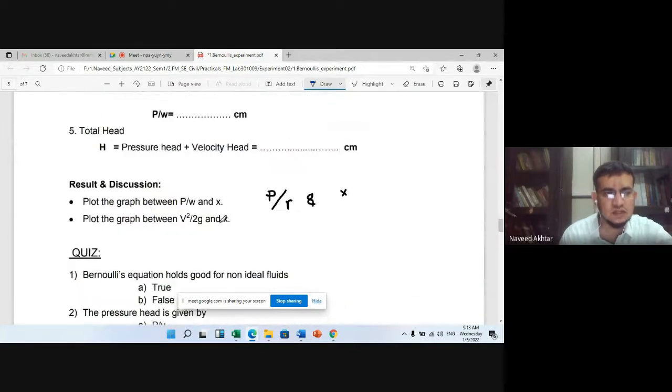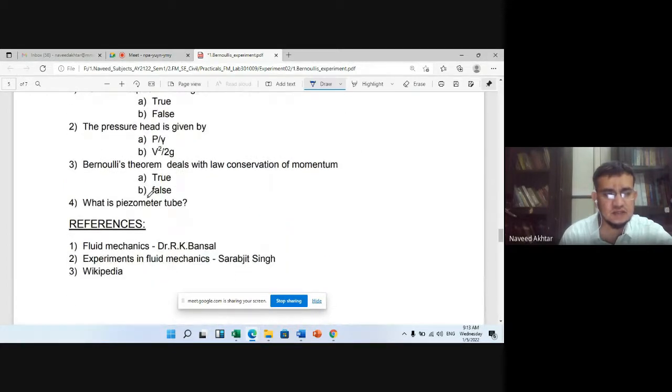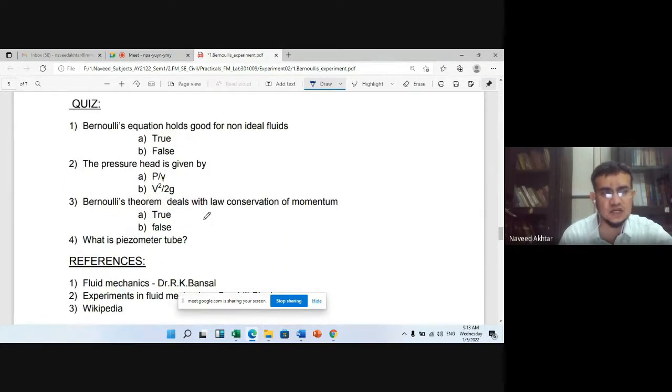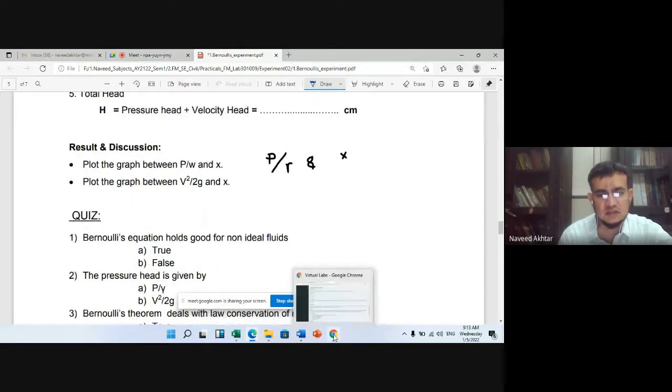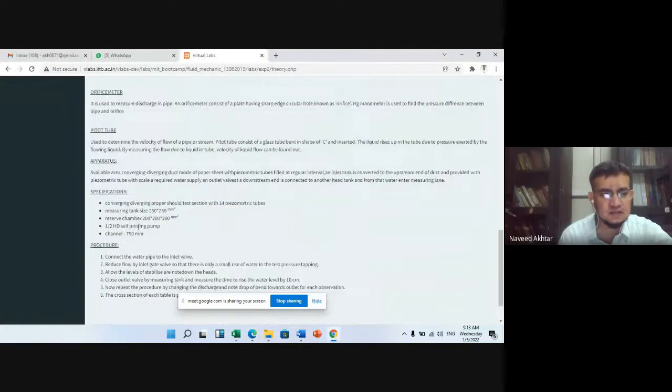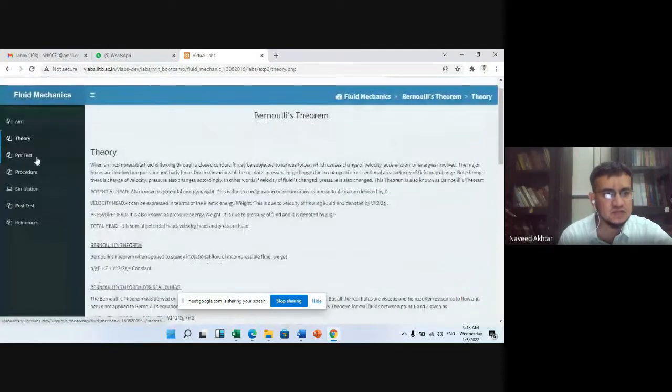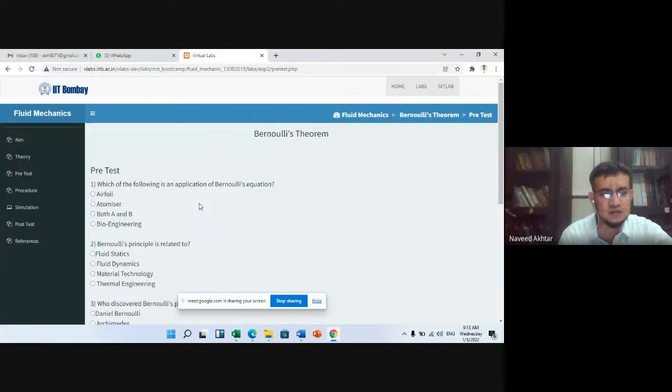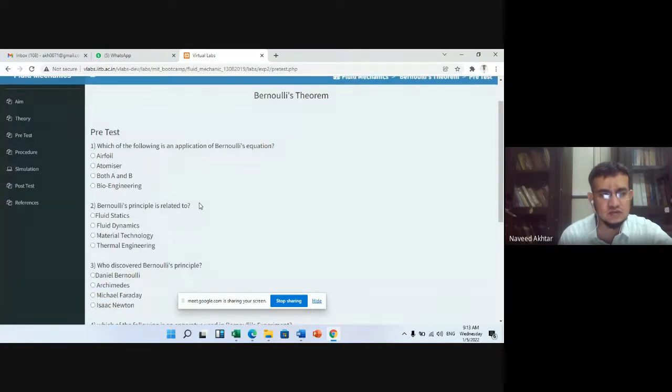So after that, there is a result. You can calculate this in your photograph. And then a quiz. So we will go into performing this experiment. Okay, so how to perform the experiment? Before that, there is a pre-test for you. You have to go for the pre-test also.